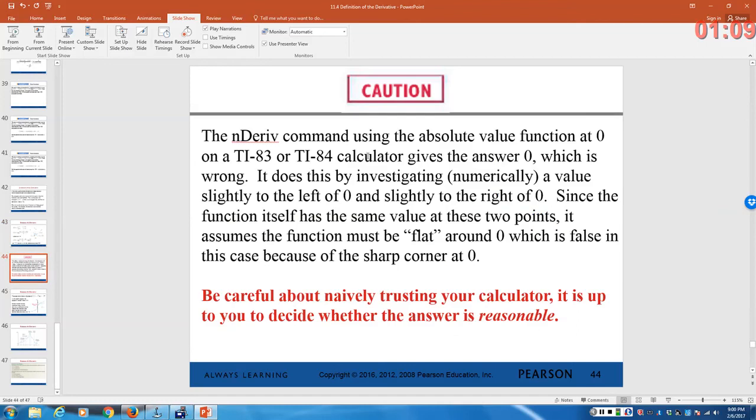Now, that's why you have to be careful and why I'm not really pushing you to use the nderiv command, because sometimes it'll give you a numerical derivative for an x value that it shouldn't give you one for. Because it's not looking at things from an algebra standpoint, it's just doing arithmetic and it thinks it's fine.